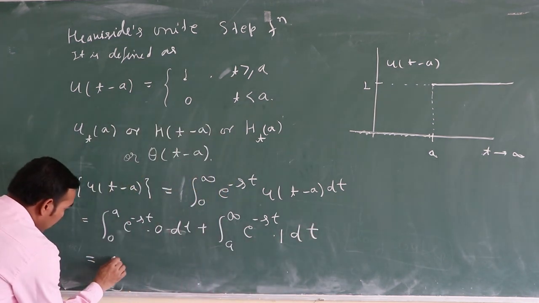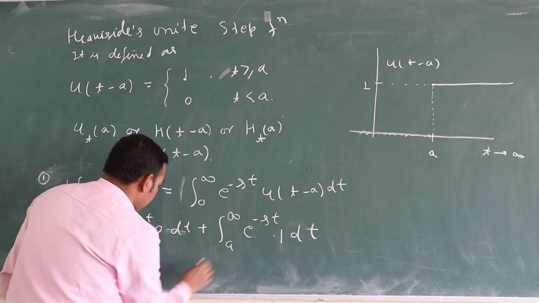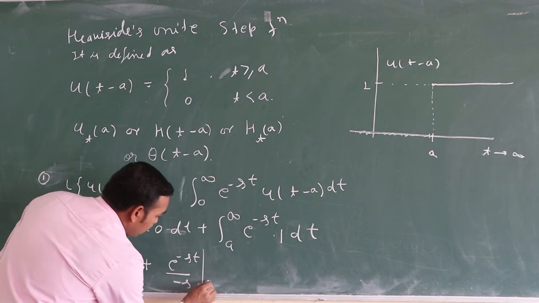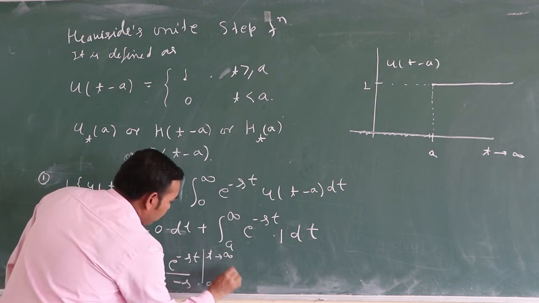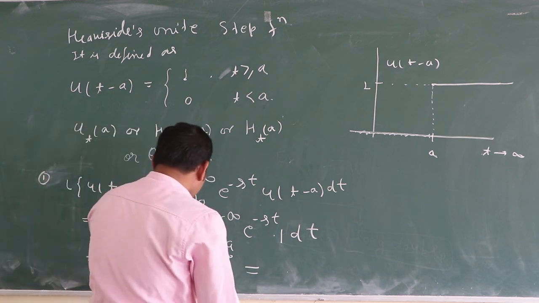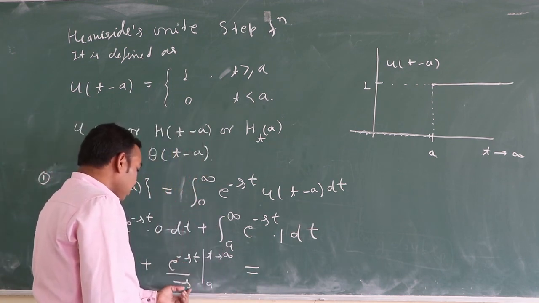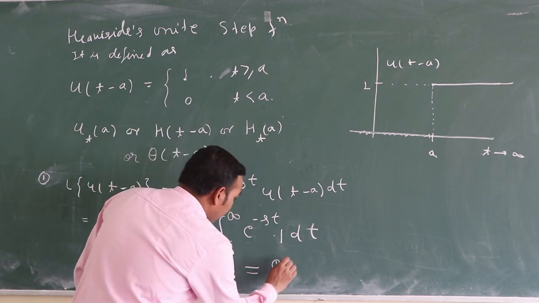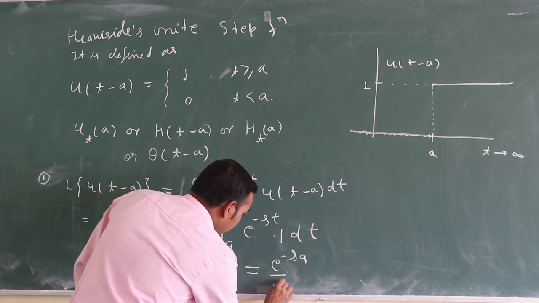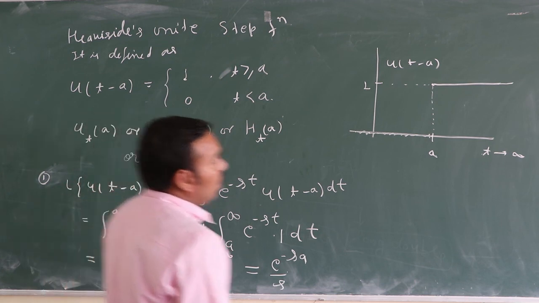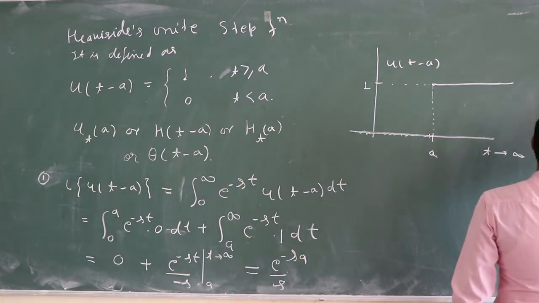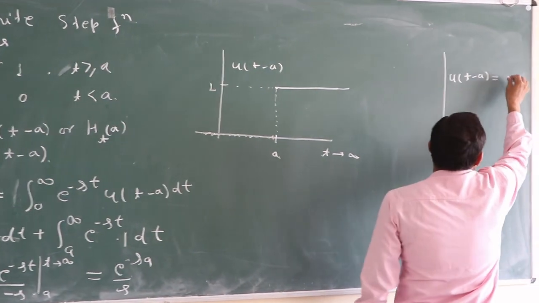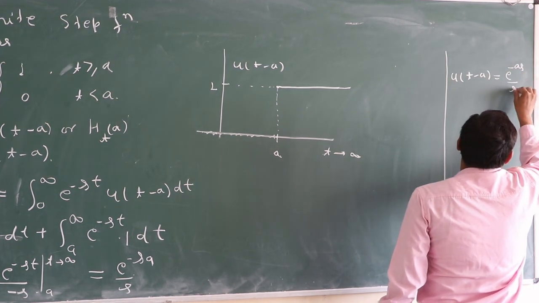So this is 0 plus the integral of e to the power minus st, which is e to the power minus st upon minus s, from a to infinity. As t goes to infinity, this term goes to 0, and for t equal to a this gives e to the power minus sa upon s. So we see that Laplace of u(t minus a) equals e to the power minus as upon s.